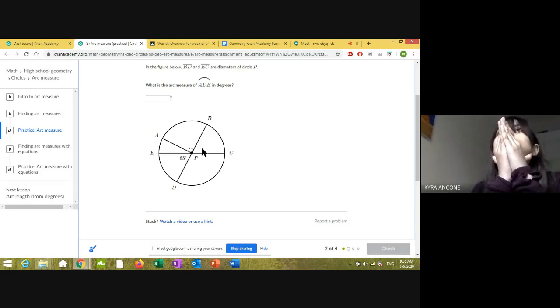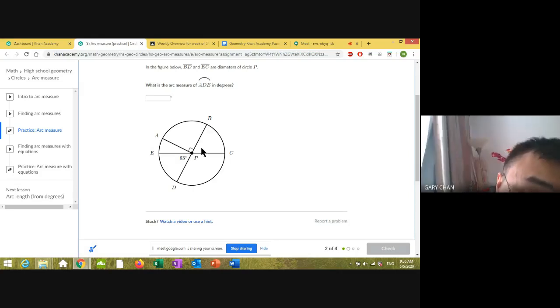Because vertical angles are congruent. Those two are vertical angles. Excellent. So this angle over here is 63 degrees. Okay. Can you tell us what is angle EDC?